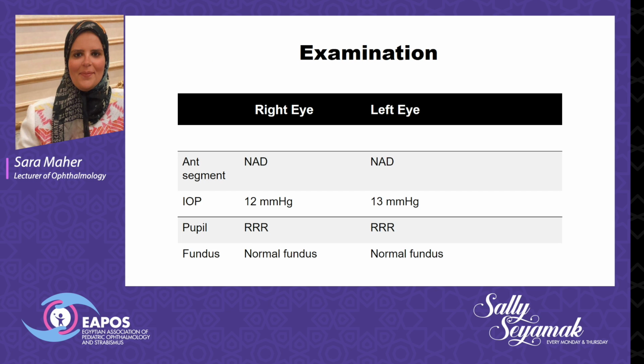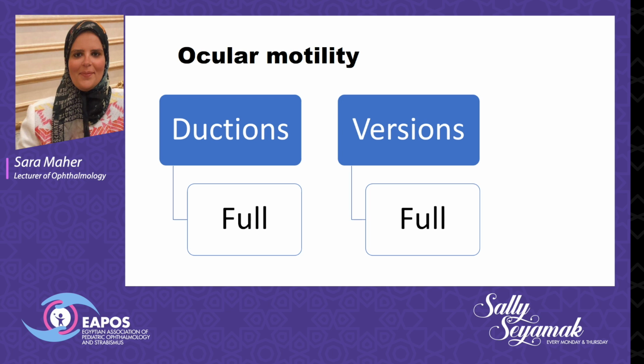His examination revealed bilaterally normal anterior segment, bilaterally normal intraocular pressure of 12 mmHg in the right eye and 13 mmHg in the left eye. The pupillary reactions are normal in both eyes with bilaterally normal fundi. Ocular motility examination revealed full ductions and full versions in both eyes.